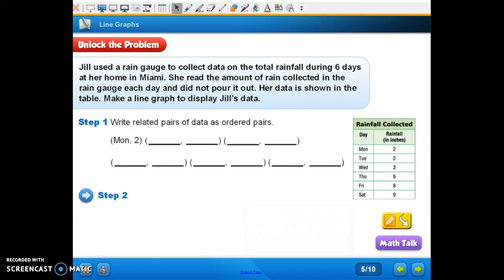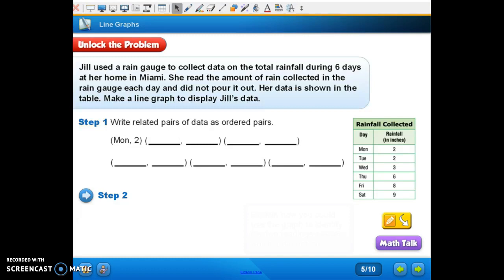Okay, now we're at the top of page 382. Jill used a rain gauge to collect data on the total rainfall during 6 days at her home in Miami. She read the amount of rain collected each day and did not pour it out, so it grew every day. Her data is shown in the table. Make a line graph to display Jill's data.